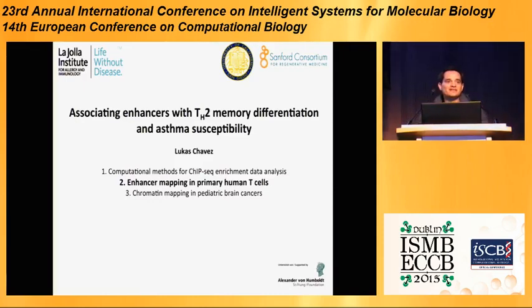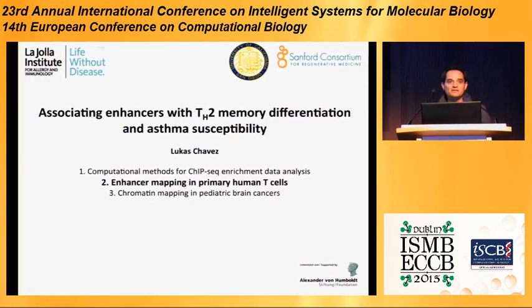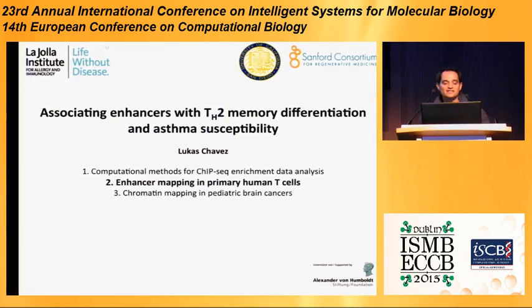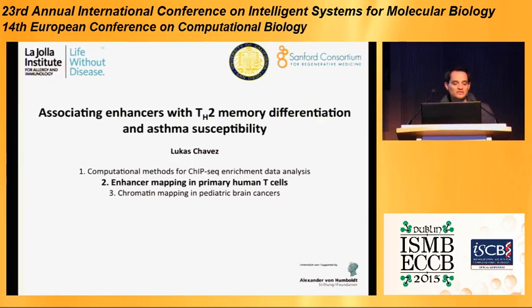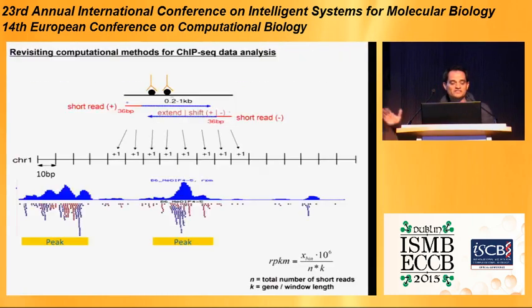I have basically divided my talk into three different topics. First of all, I would like to talk about methods for ChIP-seq enrichment data analysis. Then I will introduce the actual study about enhancer mapping in primary human T cells. And finally, if time permits, I will very briefly mention what I'm doing today, namely chromatin mapping in pediatric brain cancers.